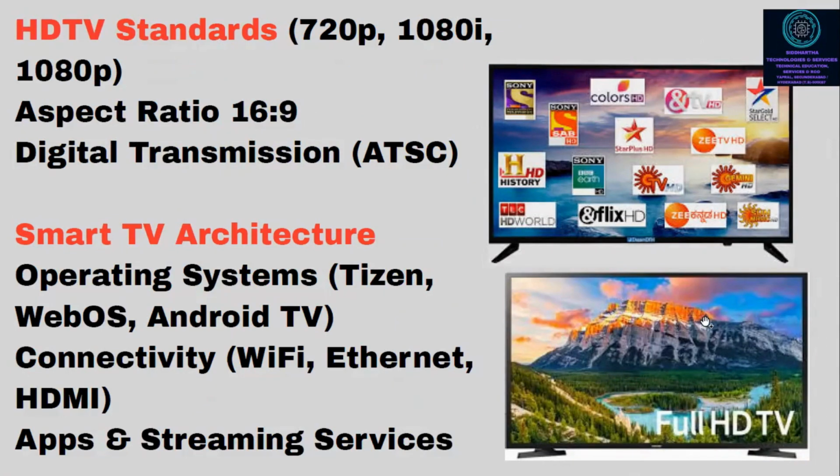Once again, we will discuss the HDTV standards: 720p, 1080i or 1080p. Now you must be wondering what 1080i and 1080p are. 1080 is the number, and P stands for progressive scanning, which scans the entire frame. I stands for interlaced, that is, splitting into two: the area is divided into two fields, and each is scanned. So one represents progressive, and the other represents interlaced.